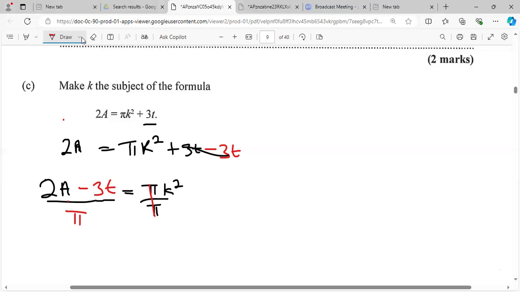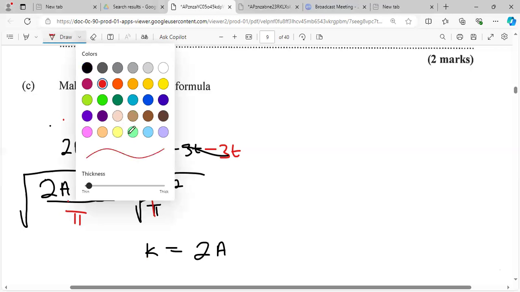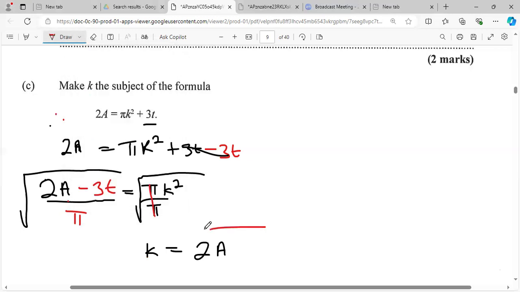And to get the final answer now, this is k squared, so we take the opposite of squared, which is square root. So we just take the square root of that. So now we get k by itself. So k is therefore equal to the big square root first of 2a minus 3t over pi. These are all of the operations that we did. The inverse of the square is square root. This is the opposite of minus 3t, which is plus 3t. And we divide by pi because we times. So there you have it, guys.